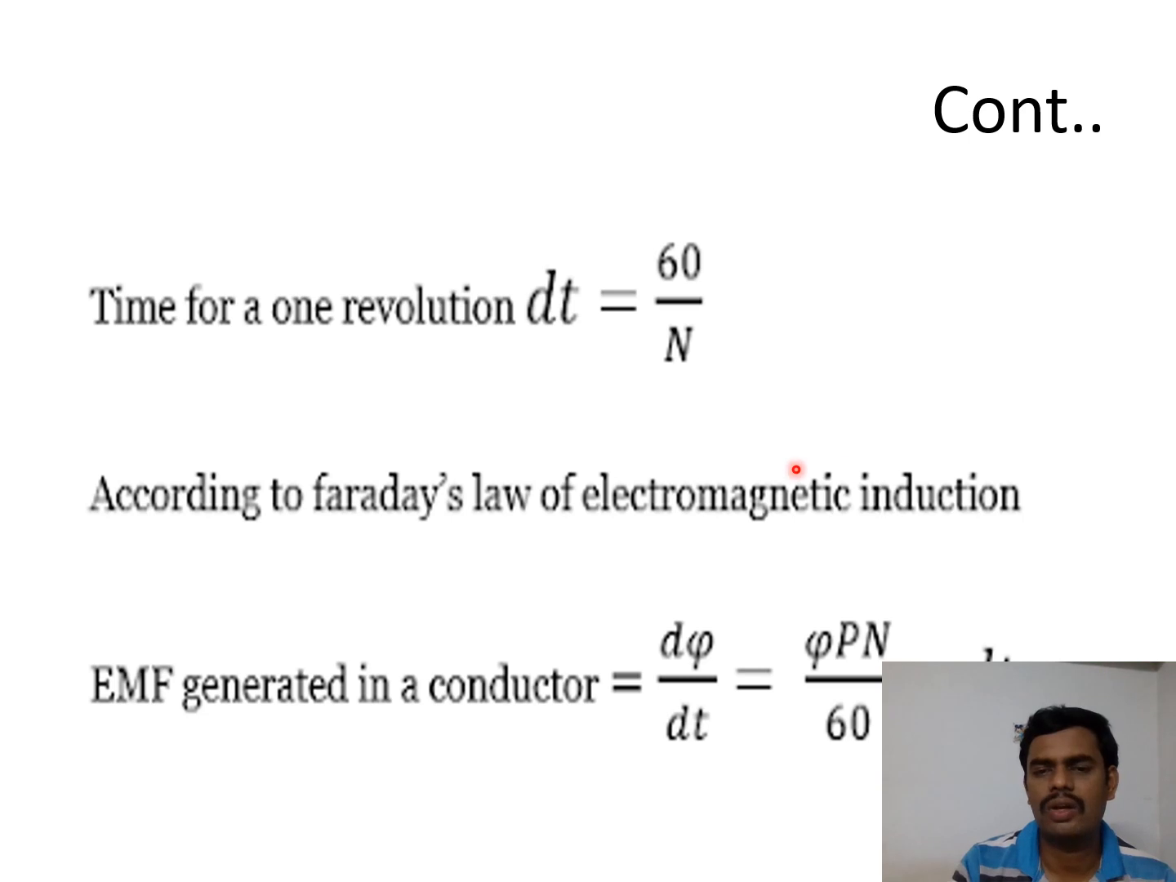Therefore, according to Faraday's laws of electromagnetic induction, the EMF generated in a conductor is equal to d phi by dt, where d phi is equal to phi P and dt is equal to 60 by N. Therefore, phi P divided by 60 by N is equal to phi P N by 60.